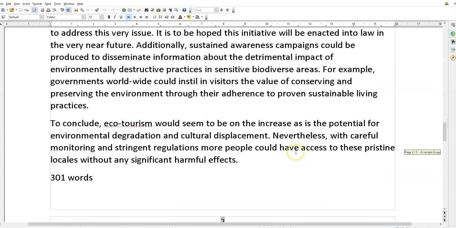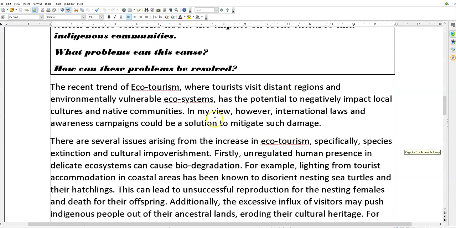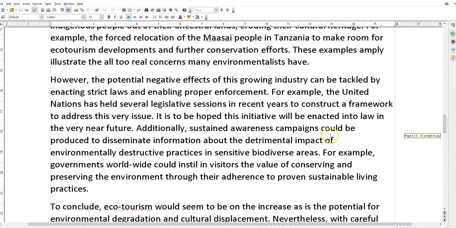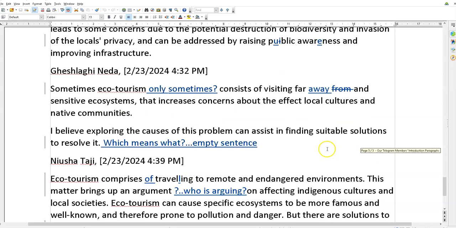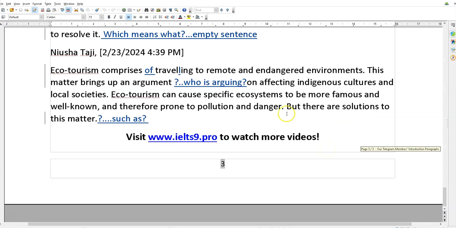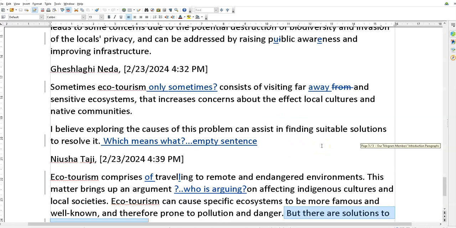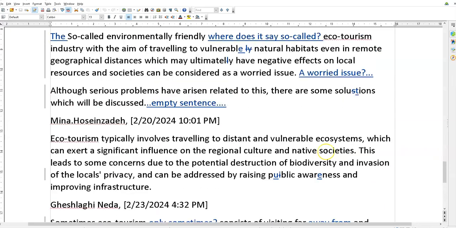If you look at mine, right, I tell you, in my view, international laws and awareness campaigns could be a solution. Okay, so that works better than saying there's some solutions and maybe I'll tell you. You know, what does that even mean? So try to avoid these empty sentences. Right, they're pointless. Don't do it.